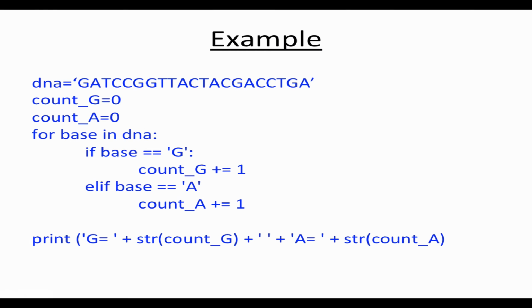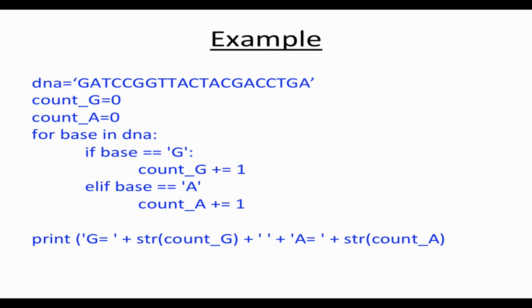So an example here, and again, I'm hoping that you guys will work through these examples either while I'm talking or tonight when you go over the slides. So we have a DNA string. We're counting G's and A's. And we're saying for the base in DNA, DNA is now this string, and we're going to loop through one base at a time, just like I showed before. So if the base is equal to G, then the count of G is plus equal 1. So I'm incrementing. So count G is now count G plus 1.